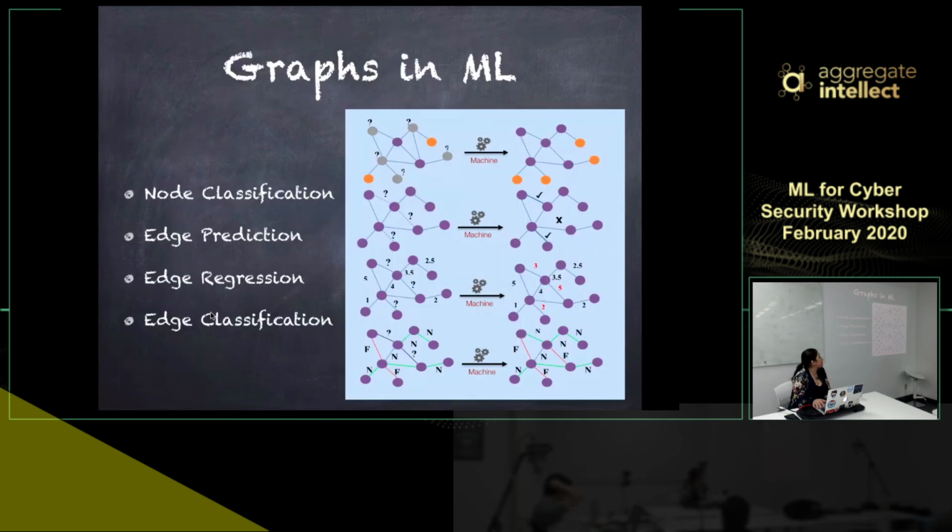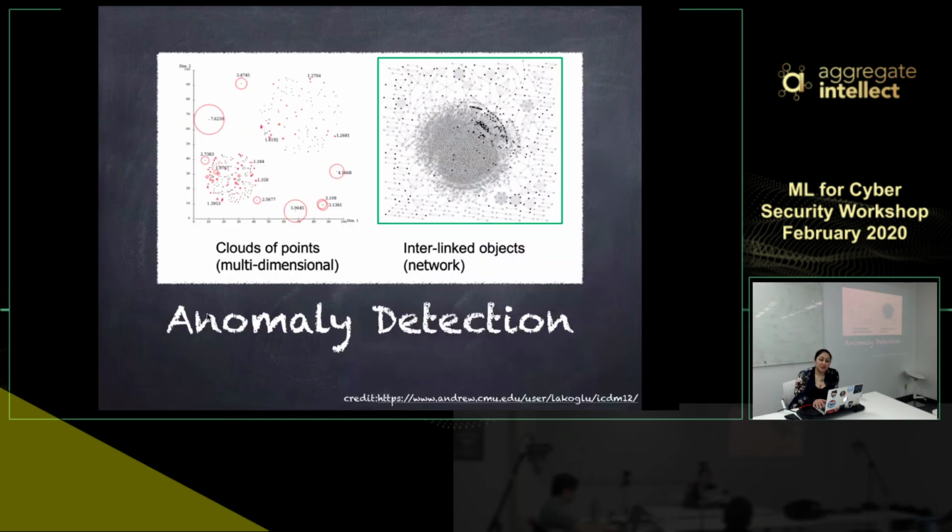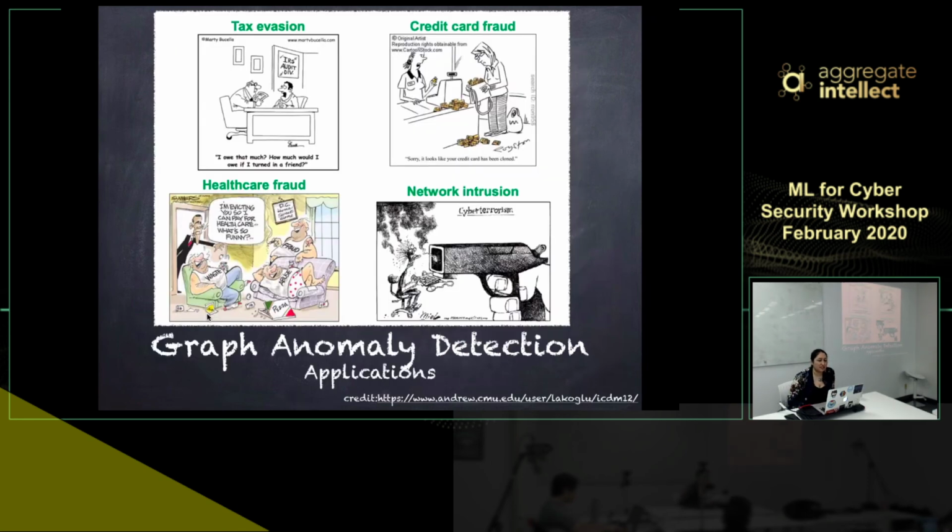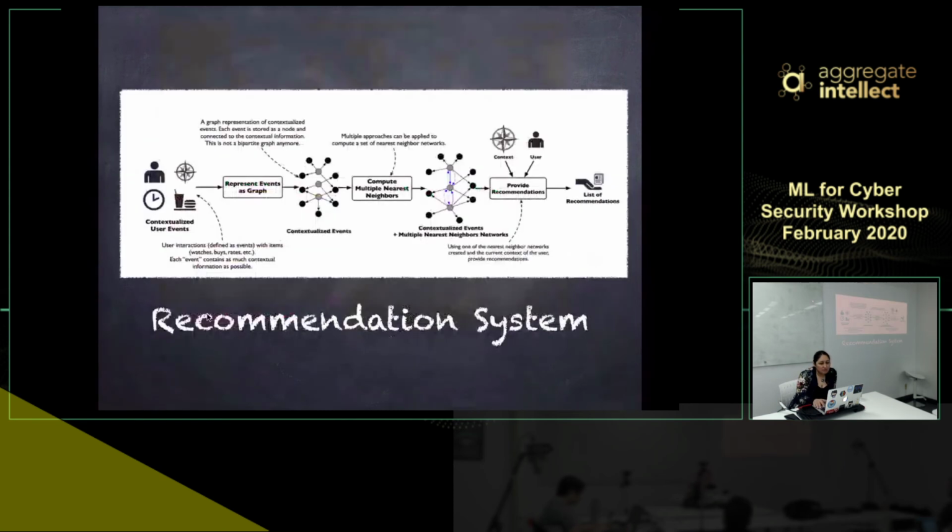You can use graphs in machine learning to predict, to classify nodes, to classify edges, to predict edges, or use it for edge regression. Anomaly detection is one of the main usages of graph, and anomaly detection in graph can be in many different areas, like tax evasion, credit card fraud, network, web spamming, healthcare, access management, practically any place you have connection and anomaly, graph would help.